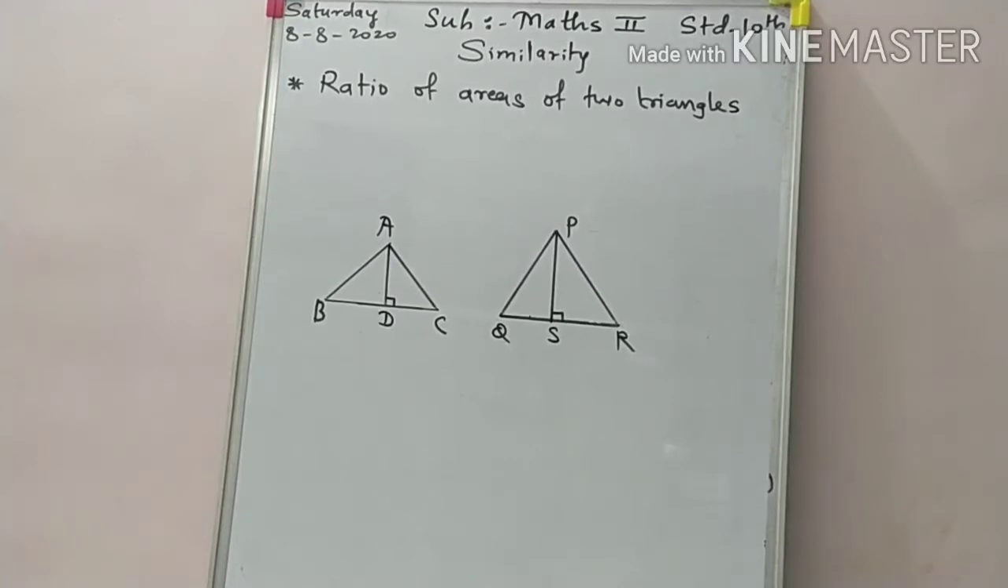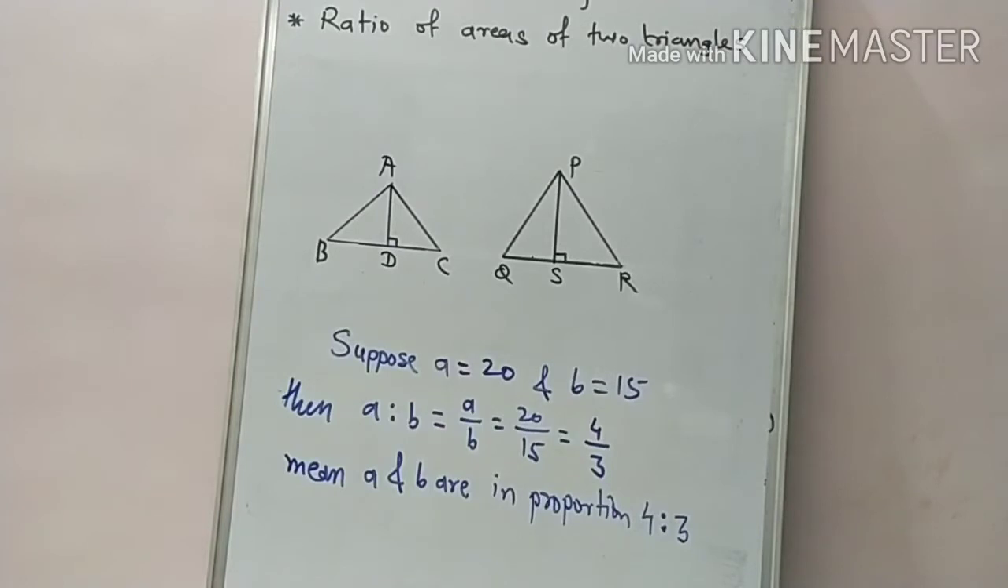For example, suppose a and b are two numbers, where the value of a is 20 and b is 15. Then the ratio of a and b, a is to b, means you have to take what? Division. Yes, a upon b. So as we substitute those values, 20 upon 15, and the simplest form is 4 upon 3. What does it mean? That a and b are in proportion 4:3.